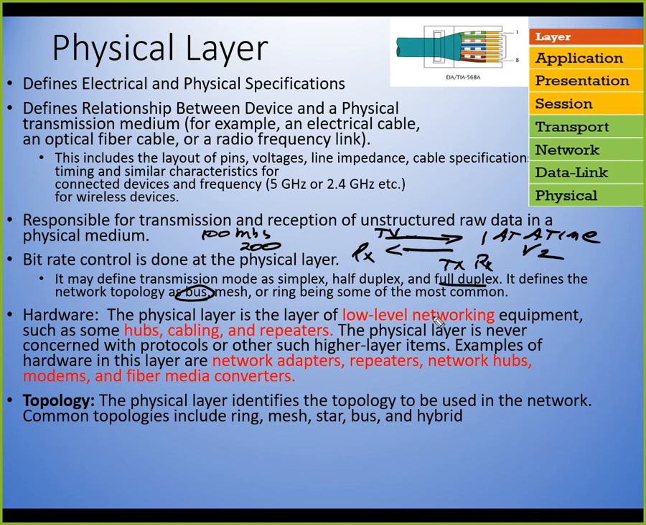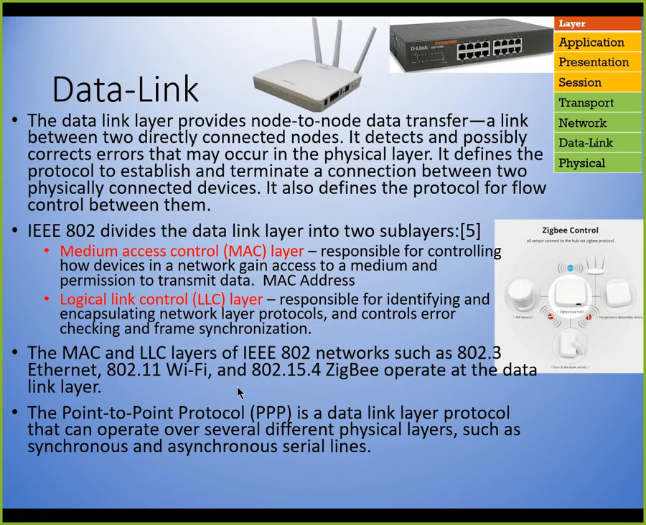Physical layer: low-level networking equipment, hubs, cabling, and repeaters operate at this layer. The physical layer is never concerned with protocols or other higher-layer items. Hardware at this layer are the network adapters, repeaters, hubs, modems, and fiber media converters. The physical layer identifies the topology to be used. The common ones are ring, mesh, bus, star, hybrid. What are we going to use there?